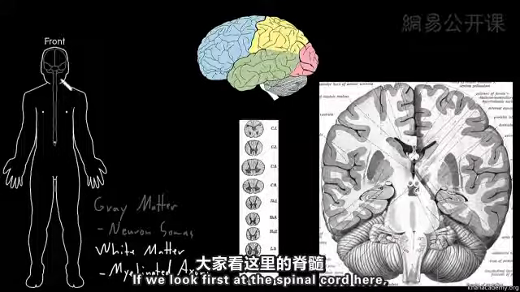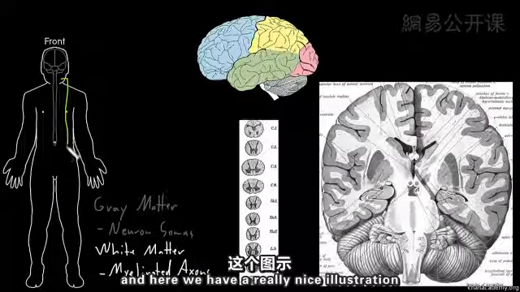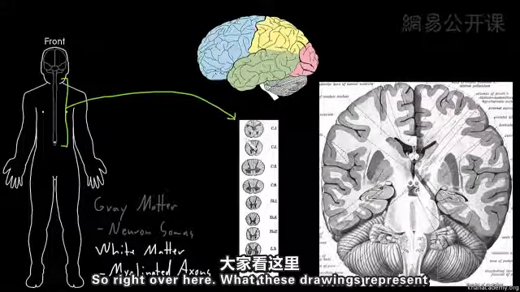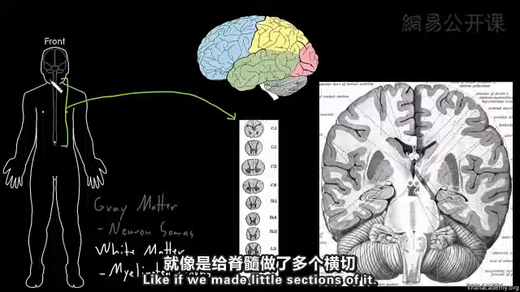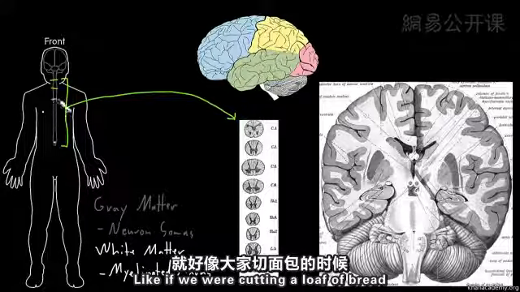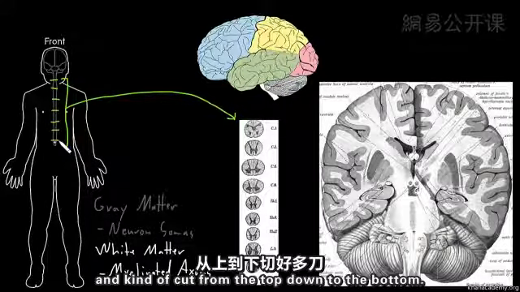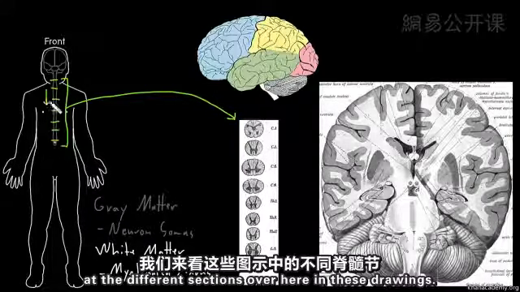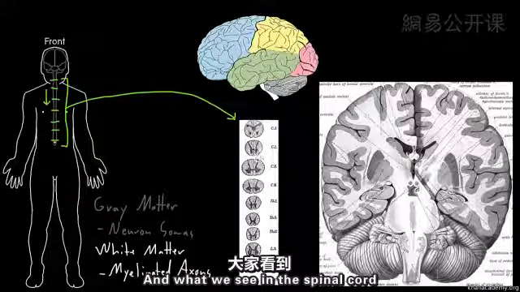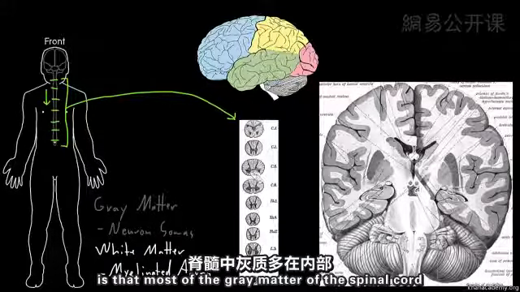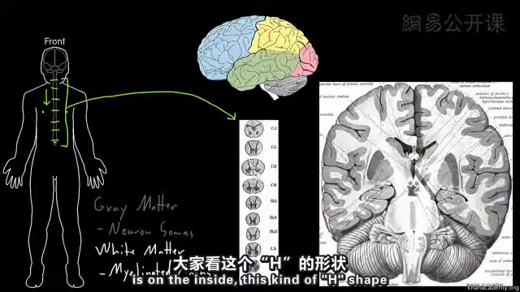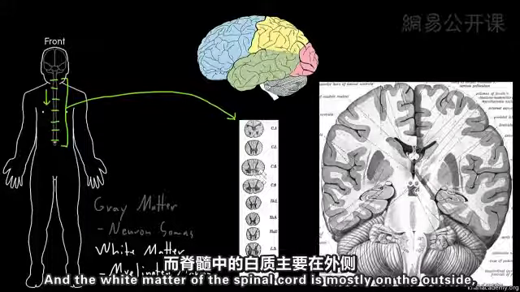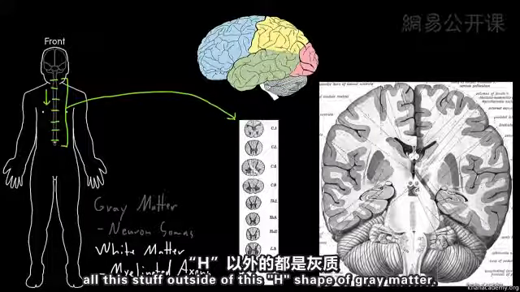If we look first at the spinal cord here, and here we have a really nice illustration of some different sections of the spinal cord. So right over here, what these drawings represent are different levels of the spinal cord, like if we made little sections of it, like if we were cutting a loaf of bread and cut from the top down to the bottom. And then we're looking down at these sections from the top, so that we're looking down this way at the different sections over here in these drawings. And what we see in the spinal cord is that most of the gray matter of the spinal cord is on the inside, this kind of H shape or this butterfly shape of gray matter. And the white matter of the spinal cord is mostly on the outside, all this stuff outside this H shape of gray matter.